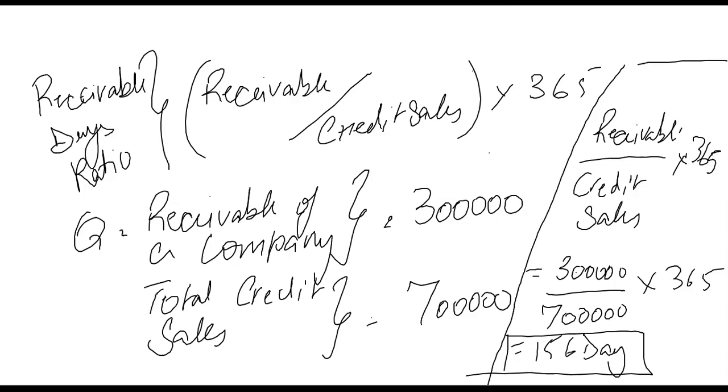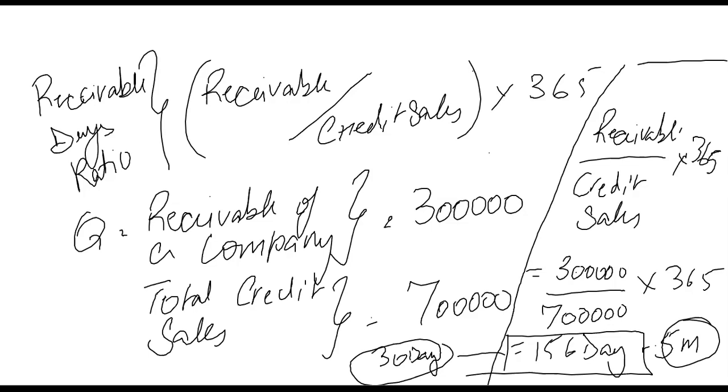So how many months does it take for a company to recover its debt? If I divide this by 30, it takes on average 5 months. How is this month being calculated? Considering that in a particular month there are 30 days, if I divide 156 by 30, I get about 5 months. So it takes the company around 156 days, or 5 months, to recover the amount for which they have sold their goods.